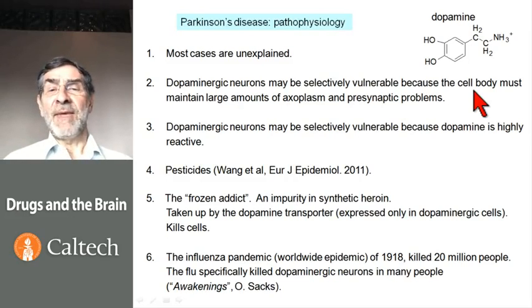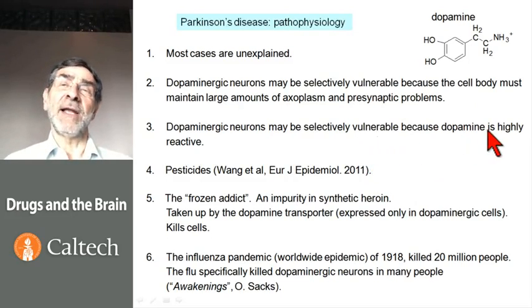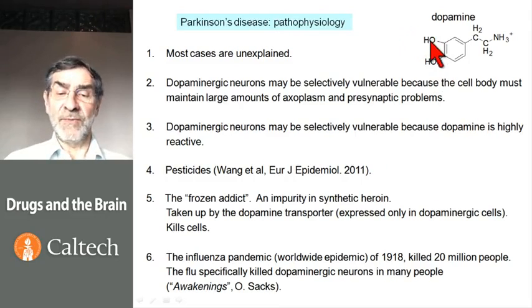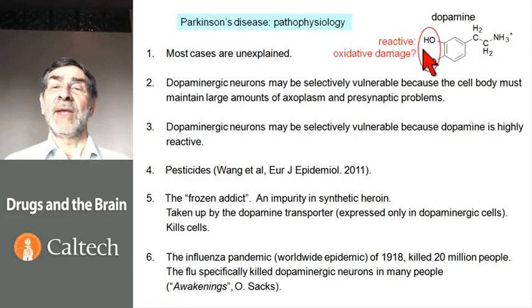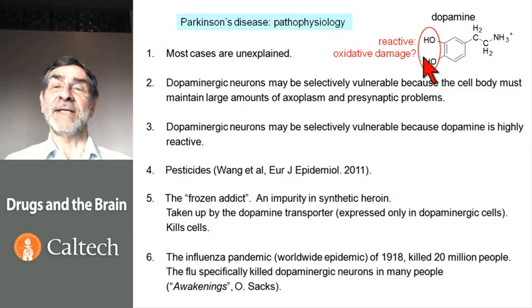Dopaminergic neurons may be selectively vulnerable in some cases because dopamine is highly reactive. Here are these two adjacent hydroxyl groups, a catechol group, and they are selectively accessible to oxidizing agents, and they then form reactive oxygen species themselves. And so over a period of decades and decades, one has a buildup of reactive oxygen species inside neurons.